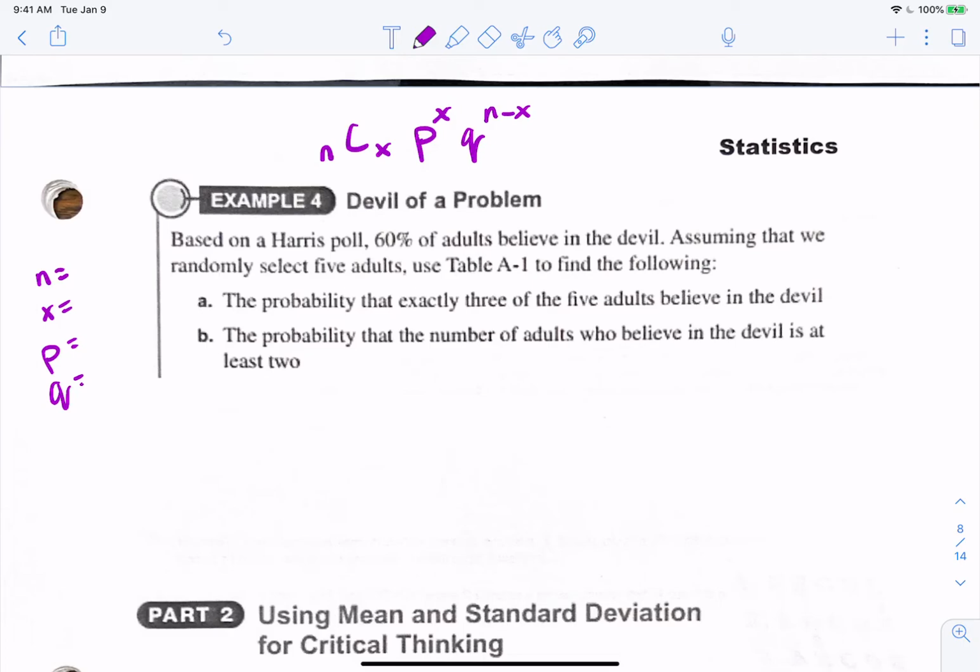I think that's interesting. 60%. Do you think that's accurate? I've met Holly, so I don't know. 60% believe in the devil. What is 60%? Where does 60% go? Only when she dressed up as it.